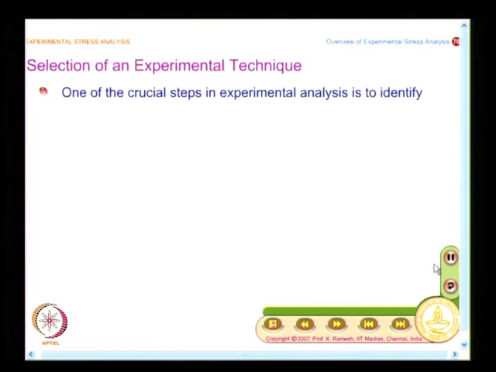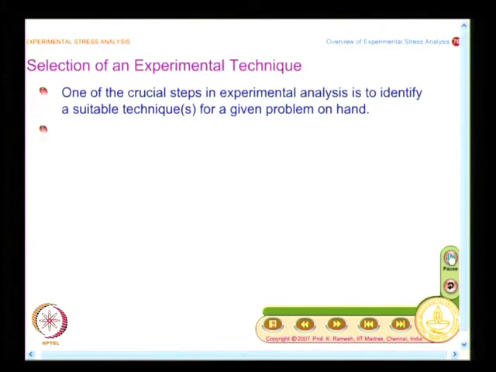And now we move on to a very important topic, how to select an experimental technique for a given problem. And this is one of the crucial steps, whether I can choose one technique or combination of techniques to solve a problem on hand.